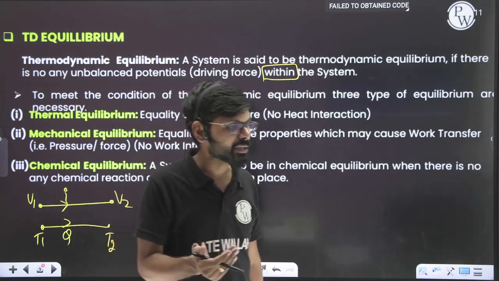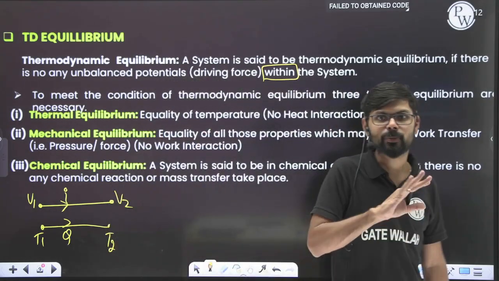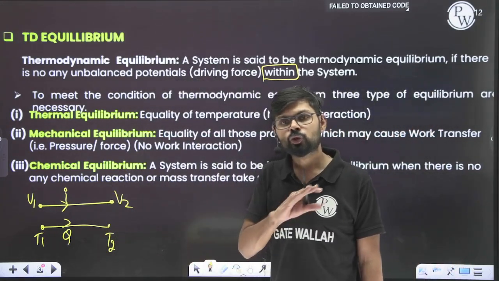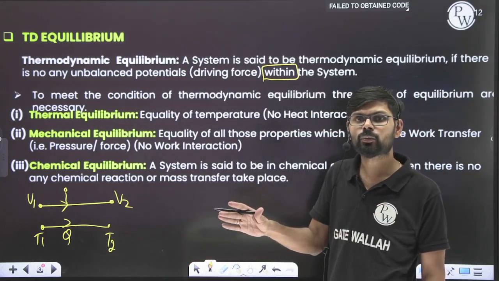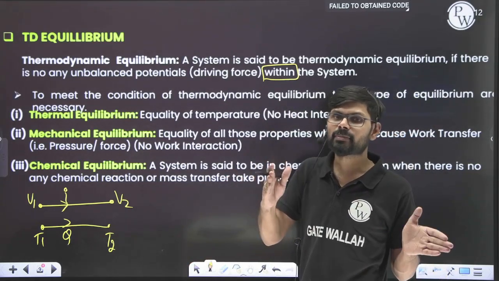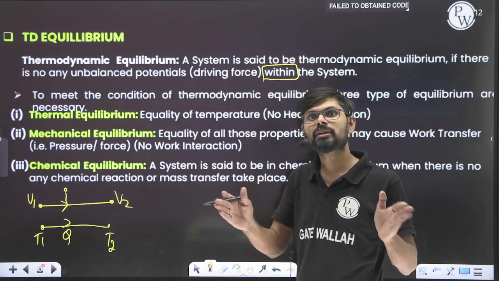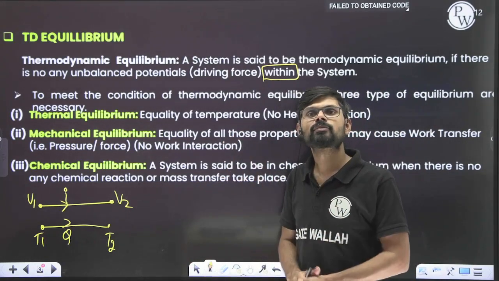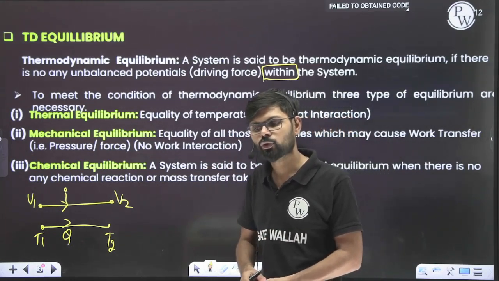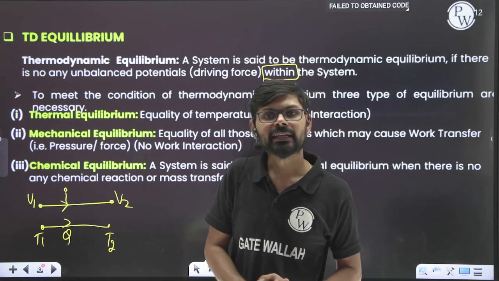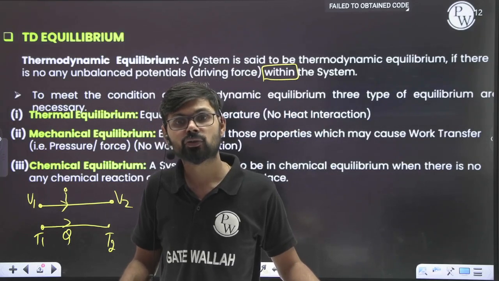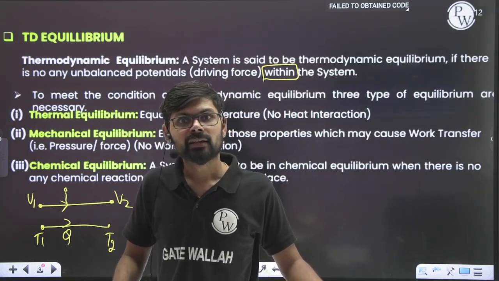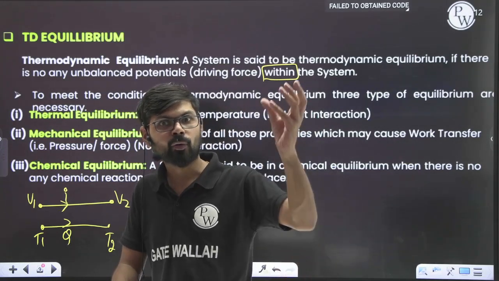There may be a temperature difference between system and surrounding, possible, feasible. There is no relation of thermodynamic equilibrium between system and surrounding. Thermodynamic equilibrium means within the system we are talking about. Within the system there should be no difference. Suppose, for example, a question is given: 10 kg air at 20 degrees centigrade. So 20 degrees centigrade is not the temperature at a point in the room.